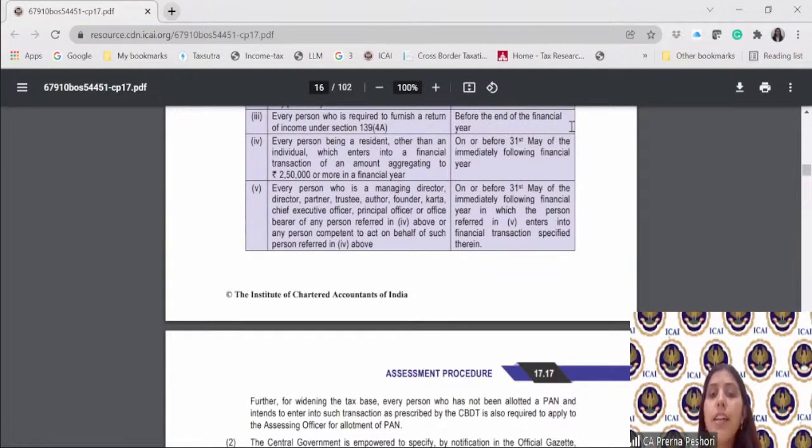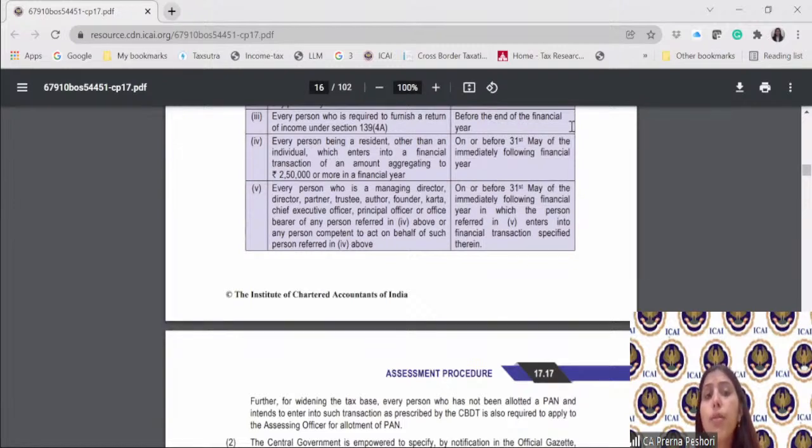So if you have linked your PAN and Aadhaar, and if you do not have PAN, but you have the Aadhaar number and you have intimated your Aadhaar number, then the Aadhaar number can be used. So you can quote your PAN or Aadhaar number in all these transactions if you do not have a PAN. Is that clear?